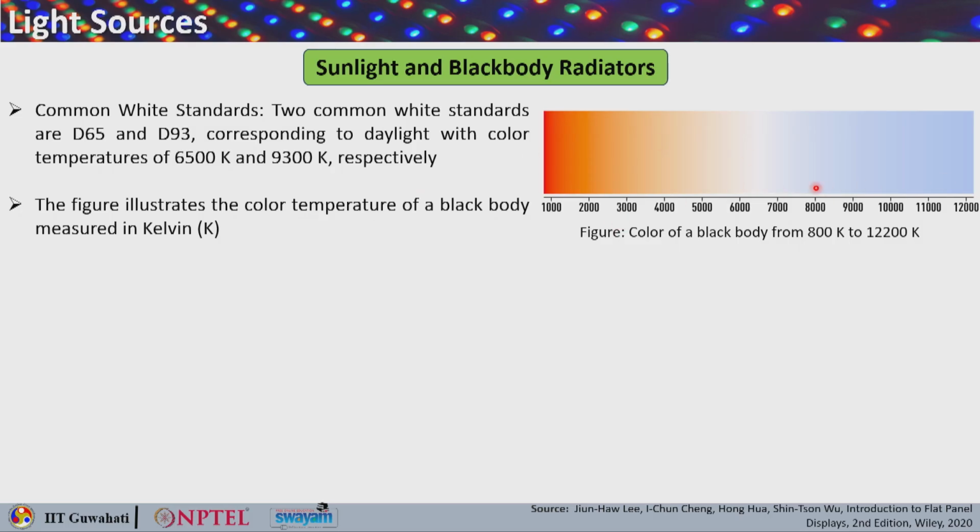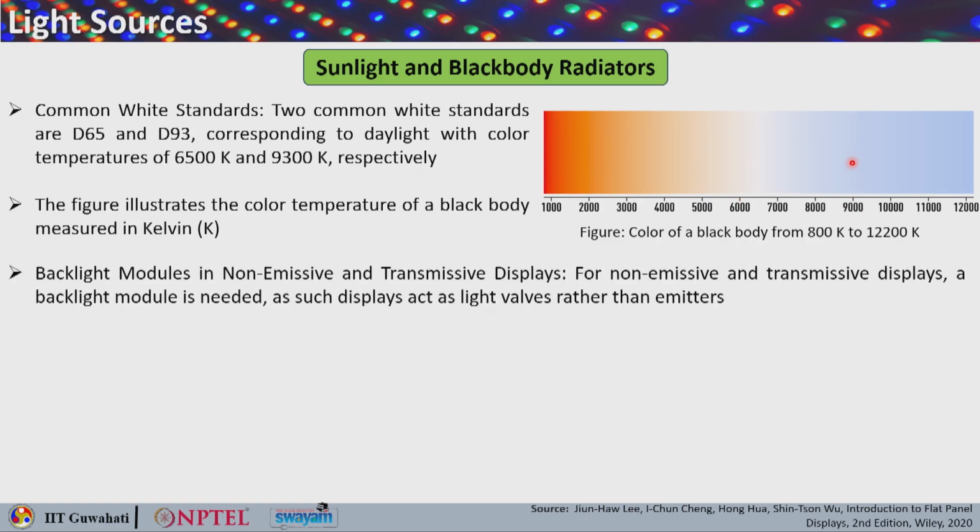This figure illustrates the color temperature of a black body, which is measured in Kelvin. You can see 1000, 2000, 3000, all the way up to 12,000 Kelvin listed here. The larger the temperature, the more you move towards a bluish color. Somewhere here you have the whitish pattern. The 6500 is somewhere here, which is the warm daylight kind of light, and 9300 is the cool blue light. So, you have this bluish effect.